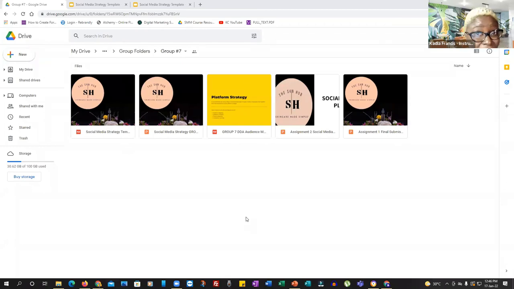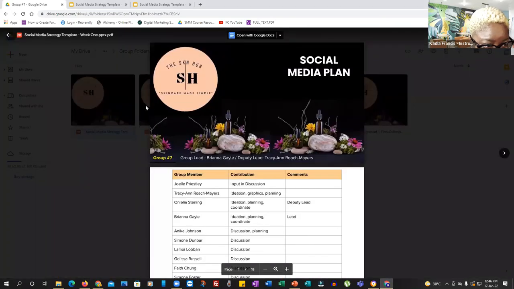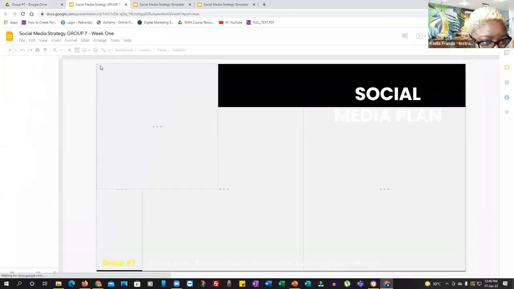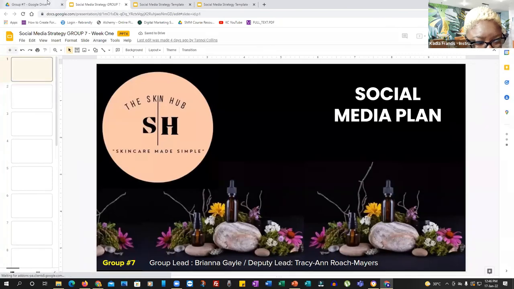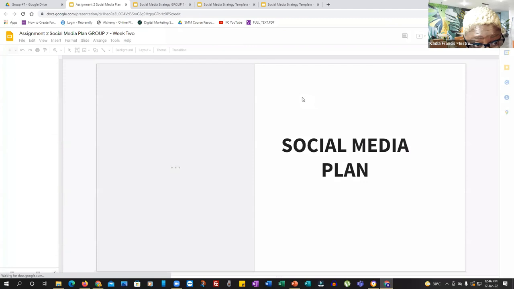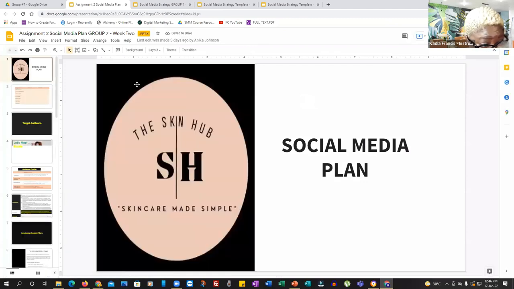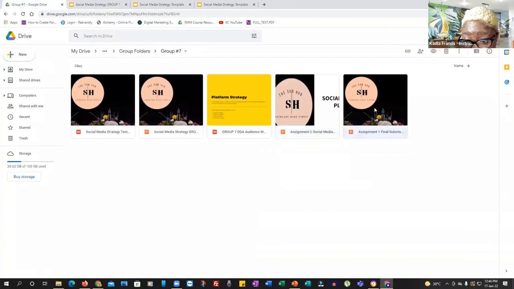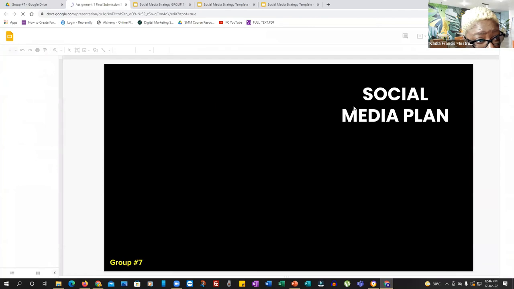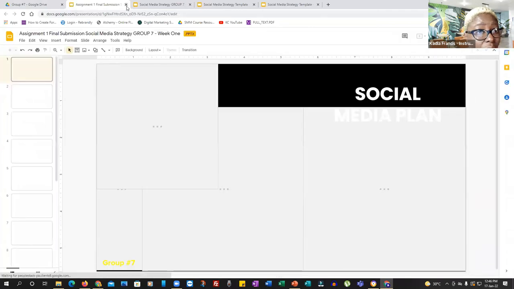Group seven sent me some files to pull up something. You guys tell me now which one of these things I'm supposed to pull up. So you know what I'm going to have to do? I'm going to have to do this. That's week one. This is week one. This is week two, but this says social media plan. I don't know what that is. And this is week one.